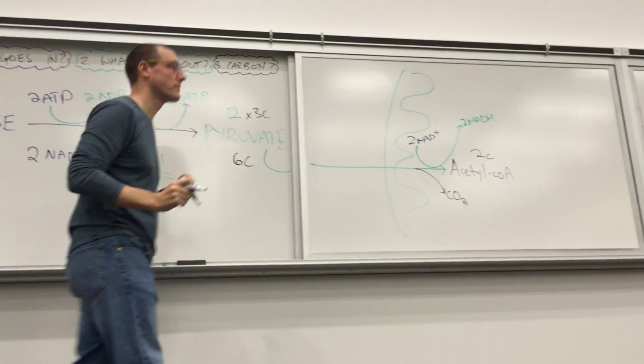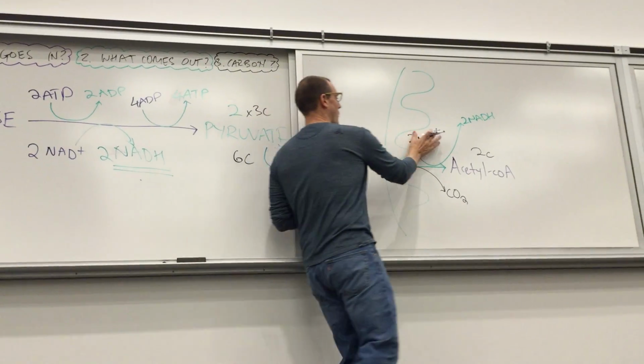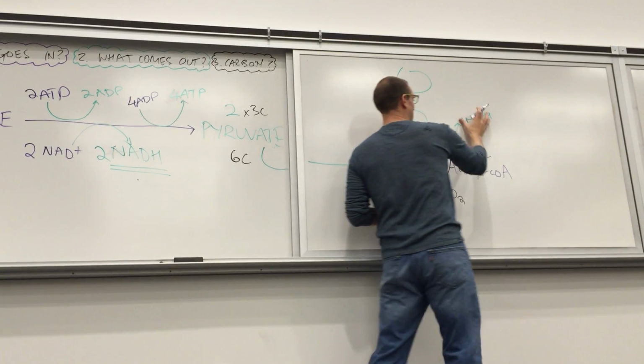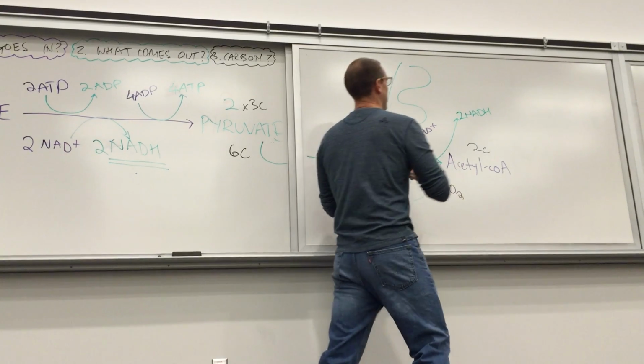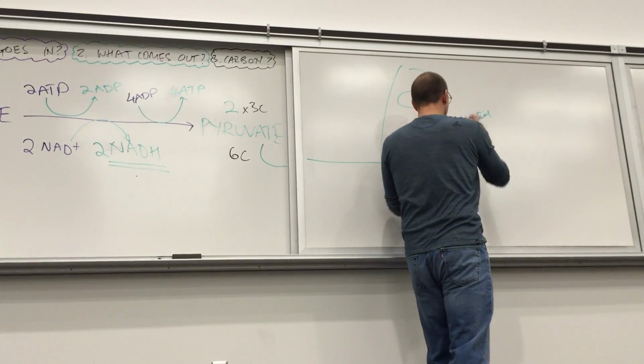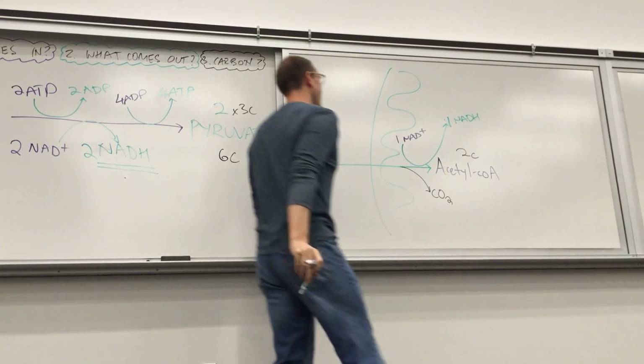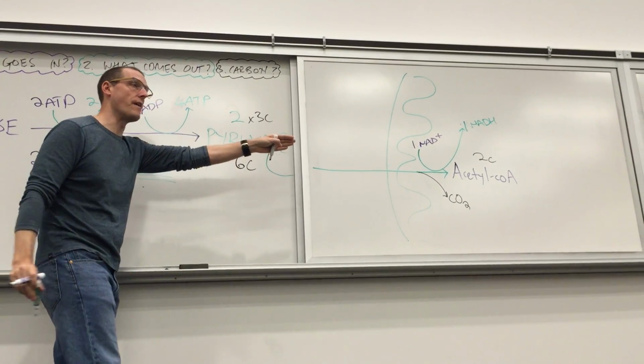Okay? Let me back up. I'm going to make that 1. Sorry, my brain works with 2 of everything for some reason. Come on, you can do it. You can write a 1. There we go. This is per pyruvate.